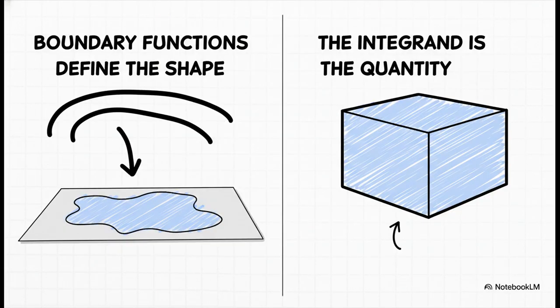So here it is, the pro tip you have to remember. The boundary functions, the g of x or h of y, their only job is to define the shape of the region on the floor. The function inside the integral, the f of x,y, that's the height of the ceiling. And when you're just finding area, the ceiling is just flat, at a height of 1. Don't mix up the shape with the height.